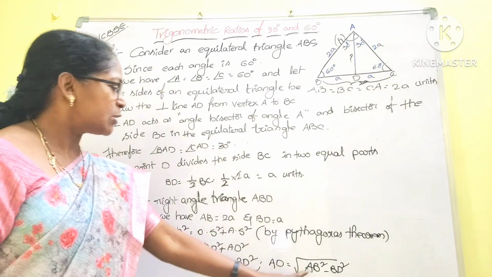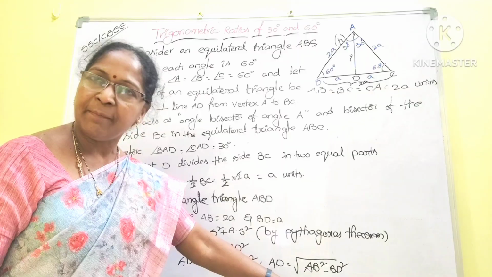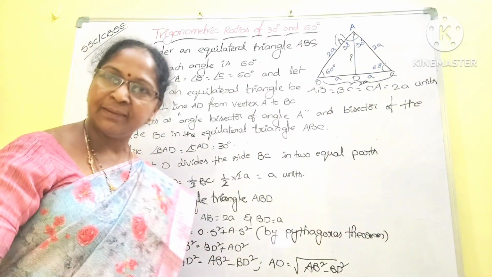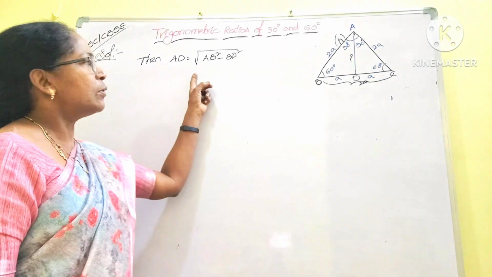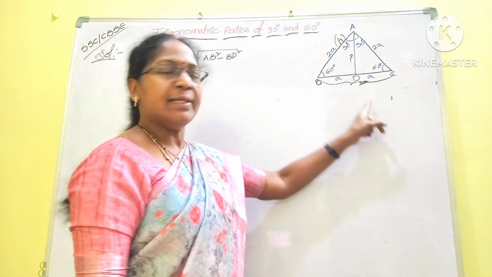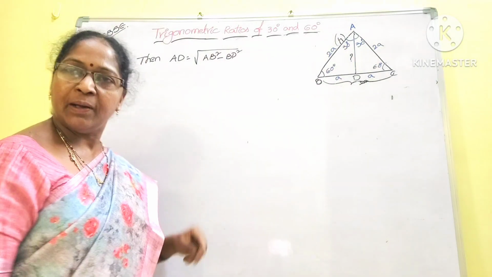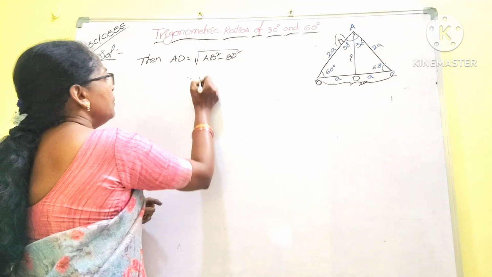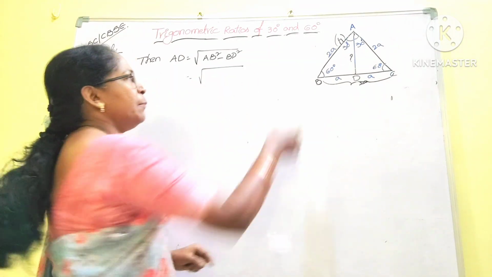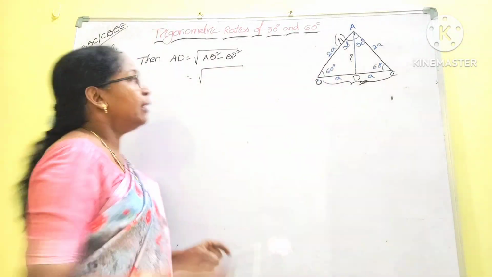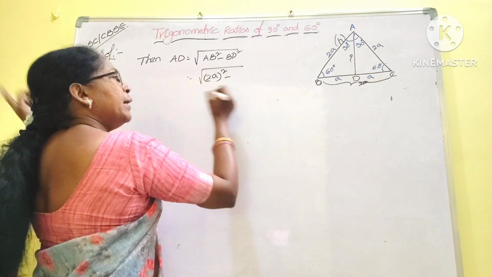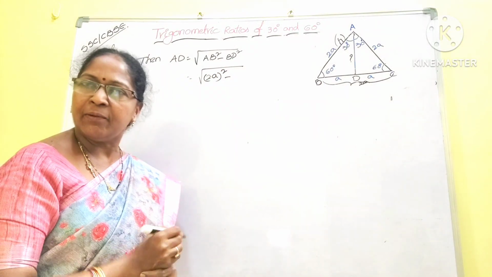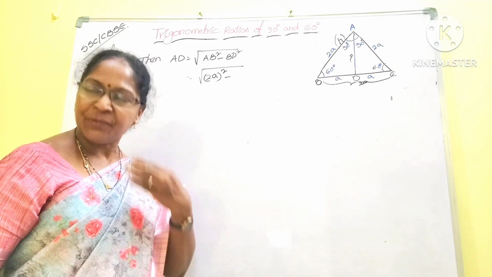Then AD equals square root of AB square minus BD square. This is the formula you write. Now substitute the values, where AB equal to how much? 2A. AB square is nothing but 2A whole square minus BD square, where BD equal to A, so BD square equal to A square.